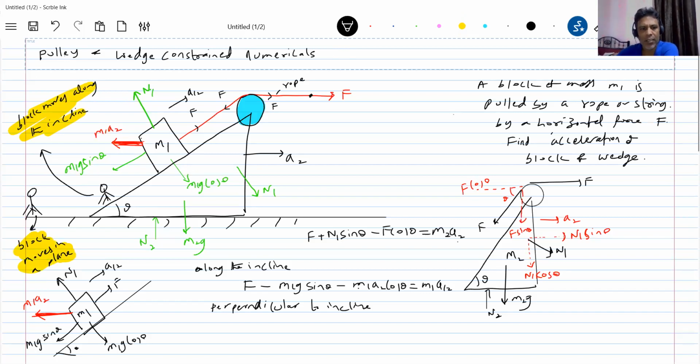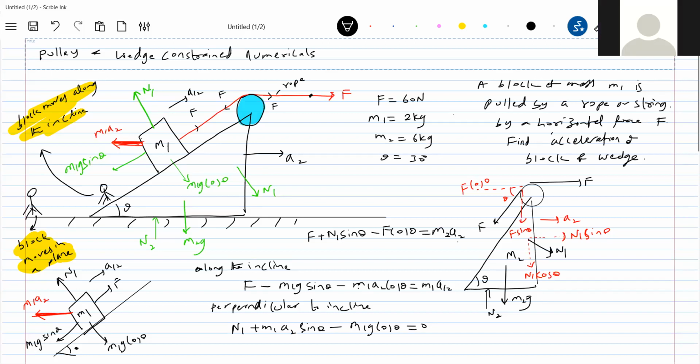Okay, now what is the equation perpendicular to the incline? The net force perpendicular to the incline should be 0. So N1 plus m1 a2 sin theta minus m1 g cos theta equals 0. If you want, let me give values: m1 equal to 2 kg, m2 equal to 6 kg, theta 30 degrees, and the applied force F, a known force, equal to 60 Newton.